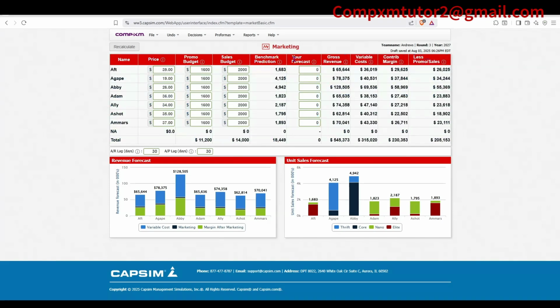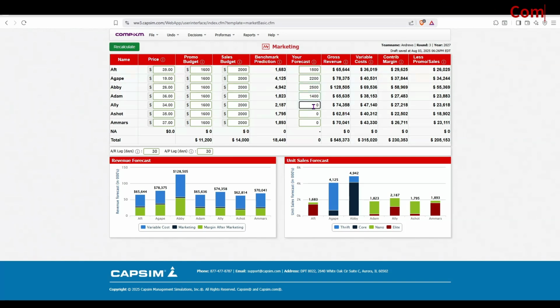Next is the forecast part. Under the forecast, still after clearly going through the report, I decided to come up with these decisions. So for the Aft, I gave it 1,500. We want to sell 1,500. Agep, we can sell 2,200. For the next Abi, we can sell 2,500. For Adam, we can sell 1,400.